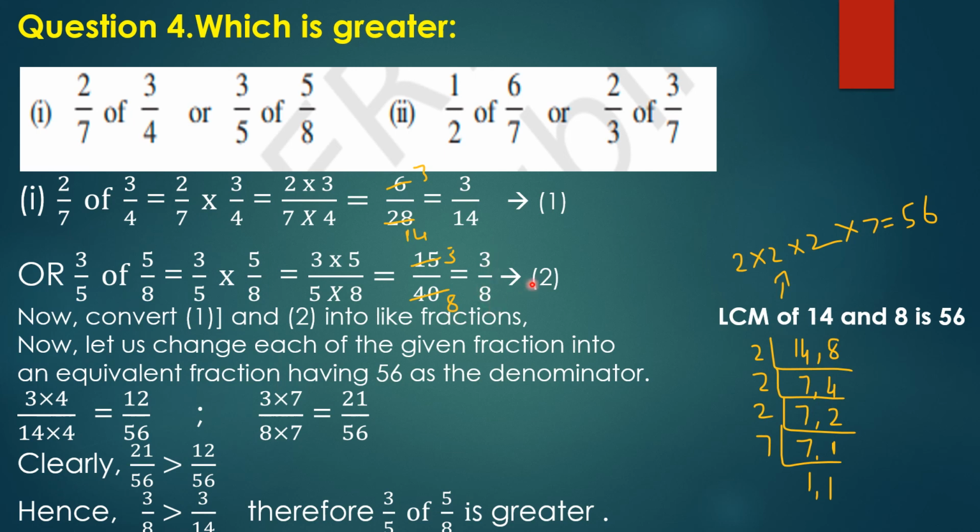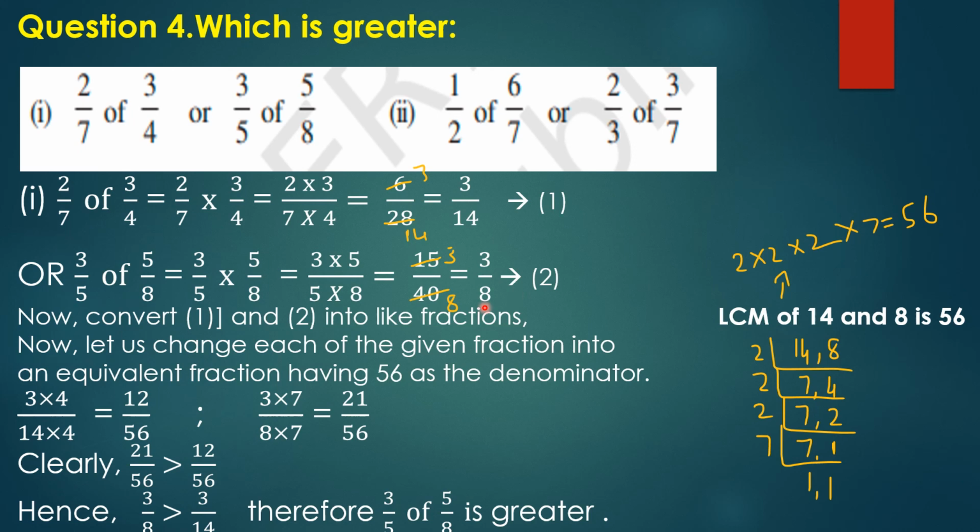Now we have two answers, or two fractions, under comparison. We have to compare 3 by 14 and 3 by 8, and we have to conclude which one is greater, whether 3 by 14 or 3 by 8. Based on this, we have to say in the question which one is greater. Okay, now 3 by 14, 3 by 8. Observe the denominators. Here the denominators are different. That means these are unlike fractions.